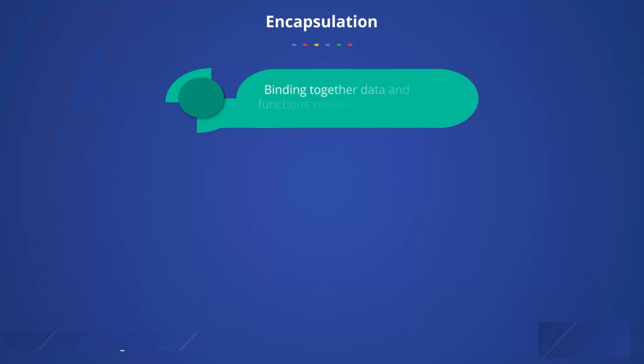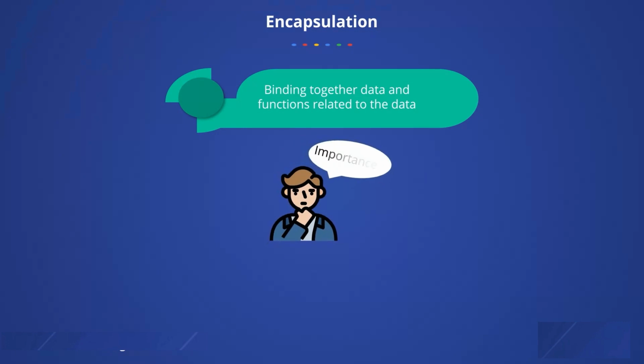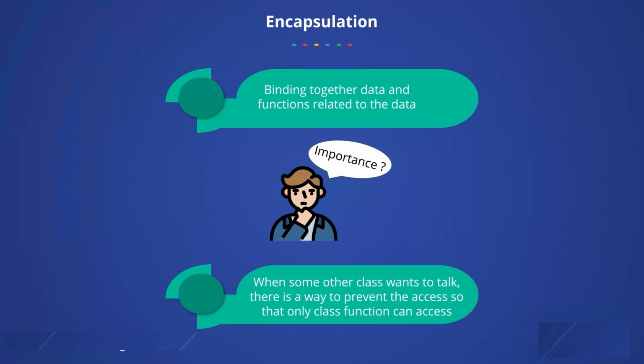Now, what is encapsulation? It is about binding together data and the functions related to that data, and that is called encapsulation. And why is it important? It is important so that when some other class wants to talk to you, object orientation gives you a way to prevent it by saying, no, I will not let this data be accessible to you. I will control the data so that only the class's own functions can access it, not anybody outside.